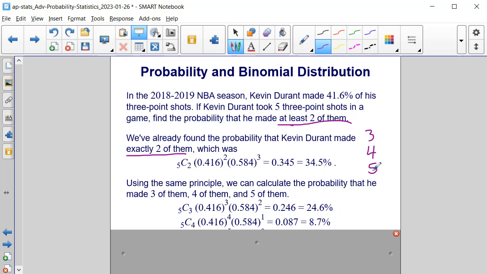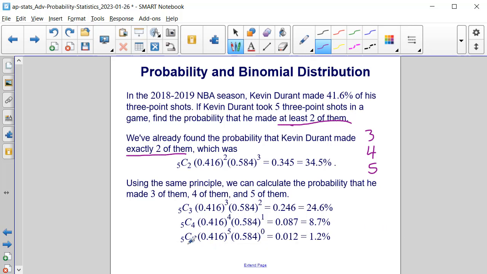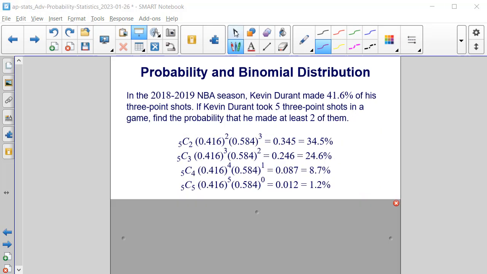And then the last one is, well, what if he shoots 5 three-pointers and makes all 5 of them? Well, that one's going to be the combination of 5 shots, making 5 of them, times the probability that he makes it raised to the 5th power, times the remaining probability raised to the 0 power. And that's only 0.012, or 1.2%.